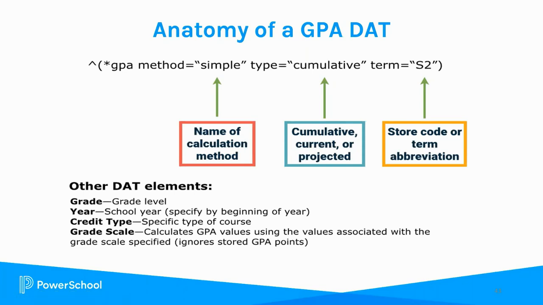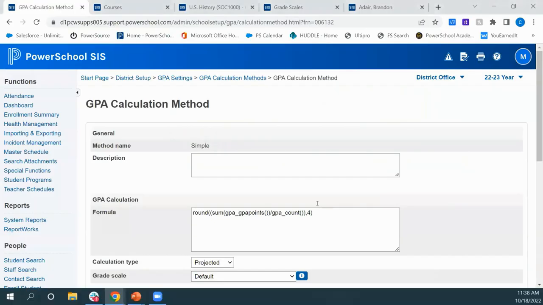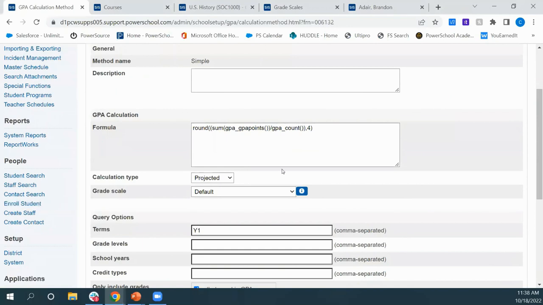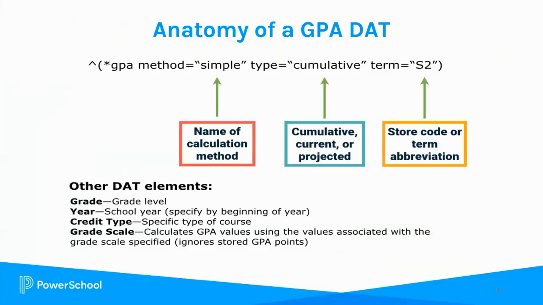So if I go back to this GPA calculation, the calculation type is already set to projected and term is set to S1. So those debt codes don't change what's in here. They only add to what's in here. So if I left this blank like this, and we looked at this debt code, okay, now we're looking at stored S2 grades. Again, you can add in there, you can't change.